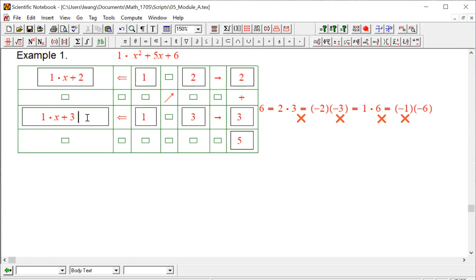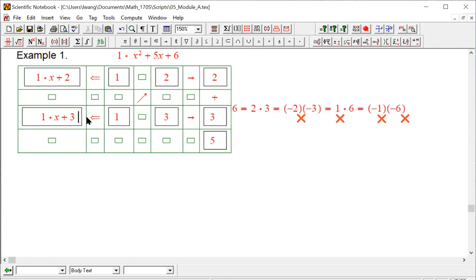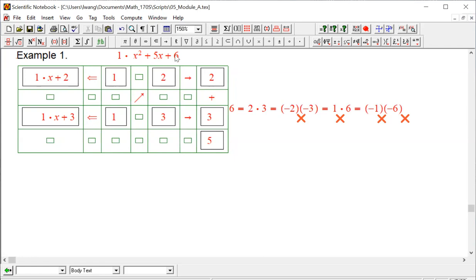So now we're going to put the answers in place. 1 times x plus 2 is x plus 2, so we get x plus 2. And 1 times x plus 3, we get x plus 3. So this is x plus 3.